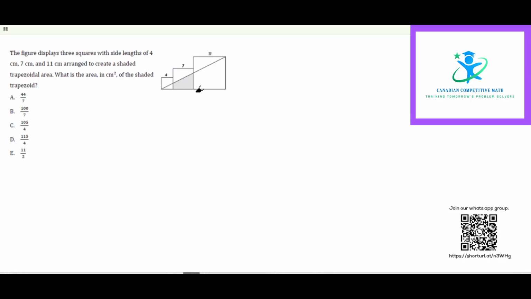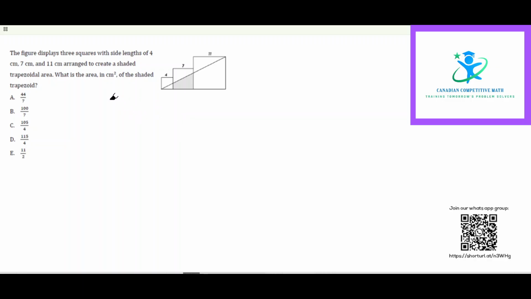To know the area of the trapezoid, we should know at least three sides of it. Right now, since this is 7, the base of the trapezoid will be 7 units, and that's the only information we have right now. So using geometric properties, let us see if we can obtain the other sides of the trapezoid.